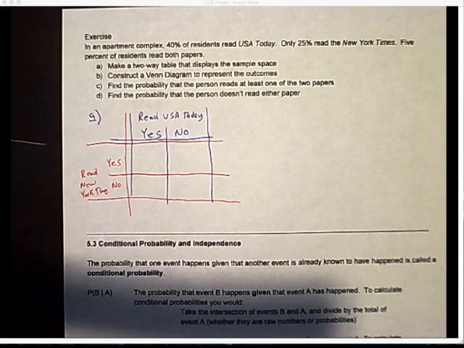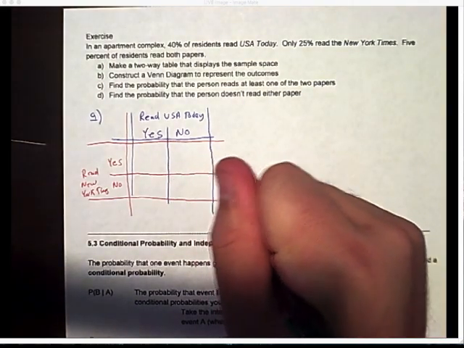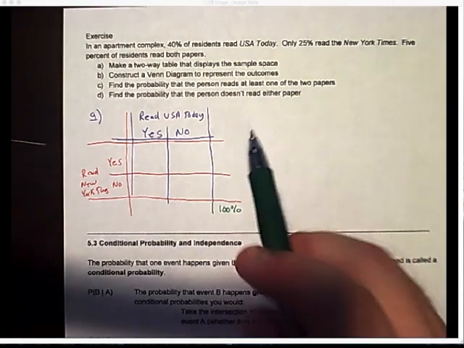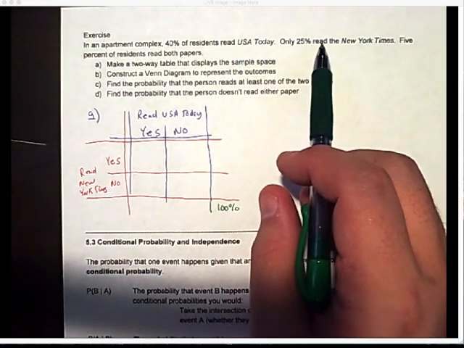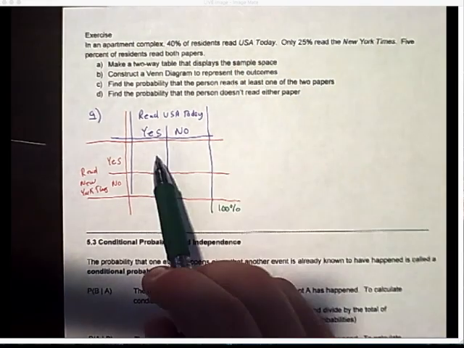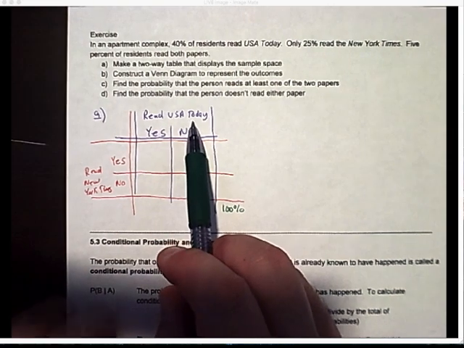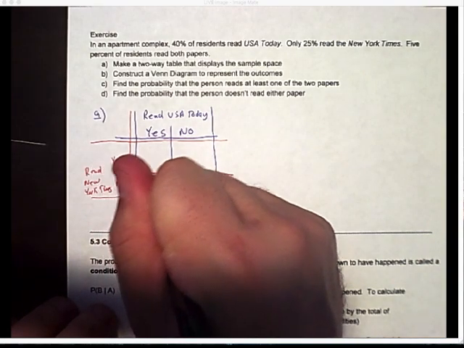So when we look at everybody, it should add up to 100%. So I can put percentages in here, that's fine. It says 40% of residents read USA Today. Only 25% read the New York Times. So in terms of reading USA Today, 40% do. So I can put 40% there.